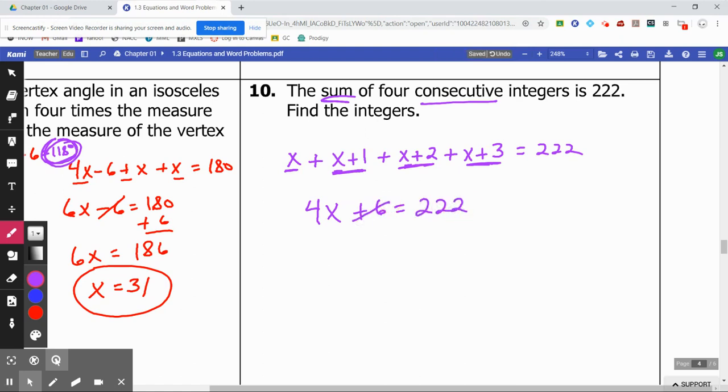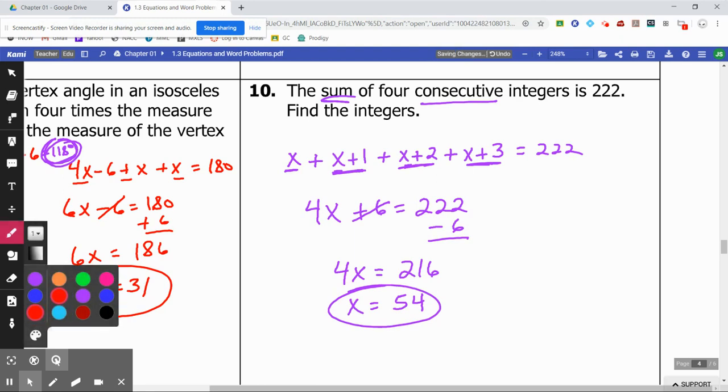Move your plus 6 by subtracting. That gives you 4x is equal to 216. Divide by 4, it gives you x is equal to 54. So my 4 integers: the first one was equal to x, it is 54. My second one is x plus 1 more, which would be 55. My third one was x, again 54, plus 2 more, which is 56. And then I have 54 plus 3, which is 57. There's my 4 integers.